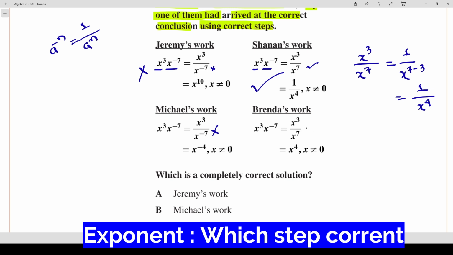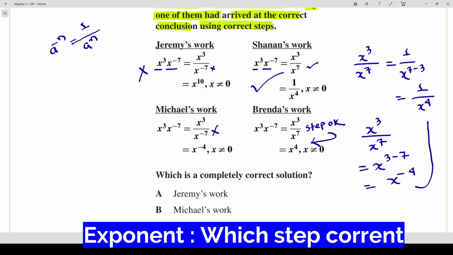Her steps are okay, but in conclusion it's not okay. If she wants to write it this way, she can write x to the power 3 divided by x to the power 7, x to the power 3 minus 7, that means x to the power minus 4, which equals Shannon's work. So it's also a wrong answer, but the step was okay.